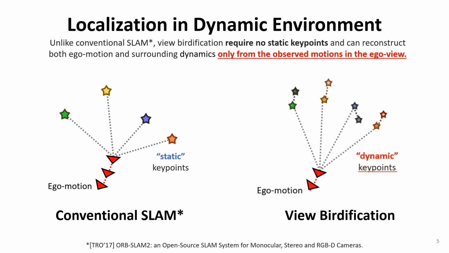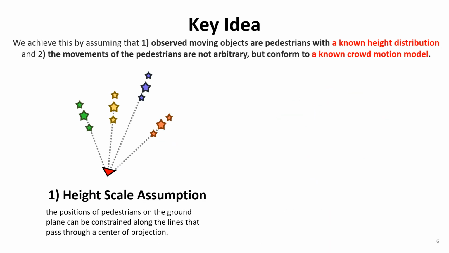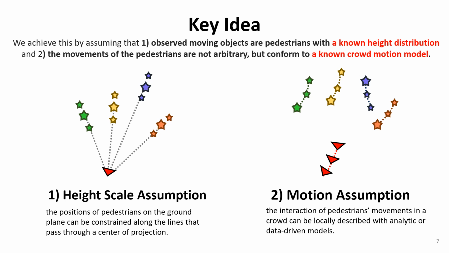In contrast, in view birdification, we require no static keypoints and can reconstruct both ego motion and surrounding dynamics only from their observed motions in the ego view. We achieve this by introducing two key ideas. First, we assume that observed moving targets are all pedestrians with a known height distribution. That is, the positions of pedestrians on the ground plane can be constrained along the lines that pass through a center of projection. Second, the motion of observed moving targets are not arbitrary, but conform to known crowd motion models.